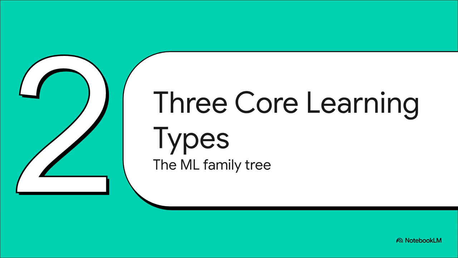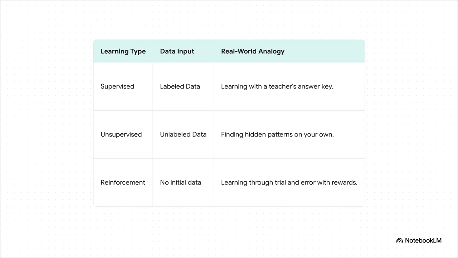Okay, so it's not like machine learning is just one single thing. You can pretty much sort every method into one of three big buckets. Think of it like a family tree with three main branches. And the best way to understand them is with some simple analogies. So first up, you've got supervised learning. This one uses labeled data, which is like you're studying for a test with flashcards that have the answers on the back. Then you have its sibling, unsupervised learning.